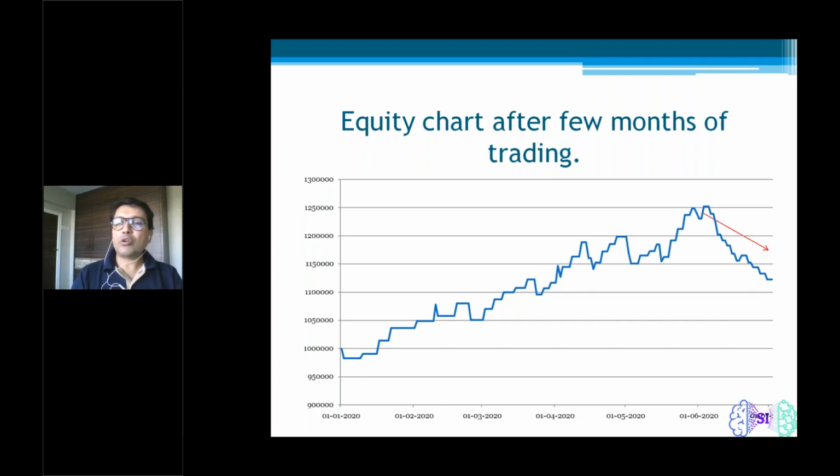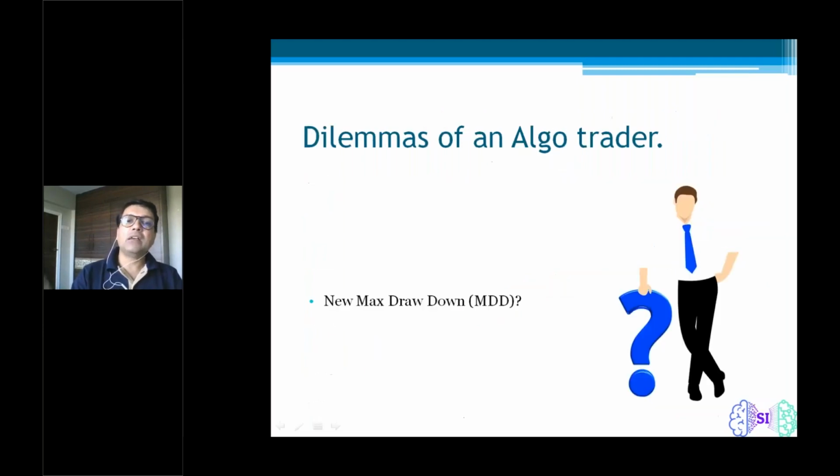So the trader normally comes across this dilemma of what if this is the new drawdown. From experience, the trader must know that whatever drawdown you have seen in your backtest, with your historical data, is not the ultimate drawdown. The system is going to show you some new drawdown as well.